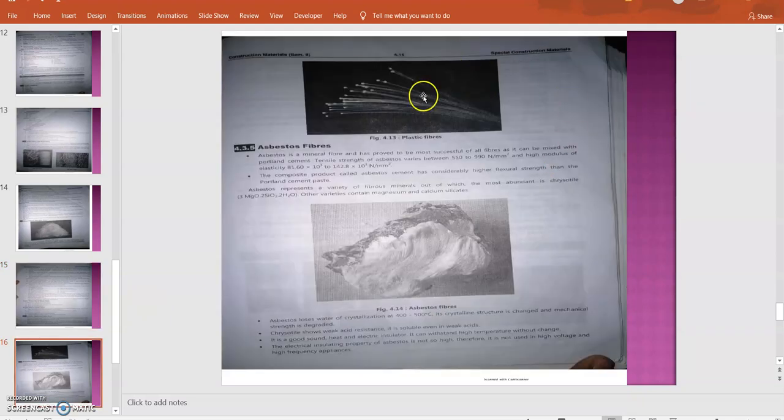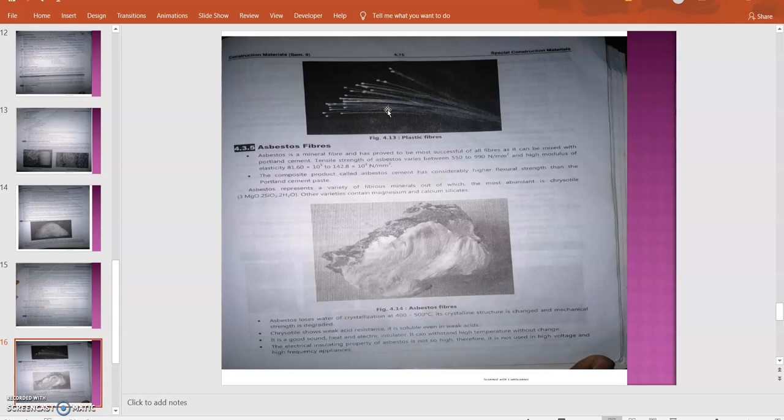So these are the plastic fibers. They have a very good translucent property. Then next is the asbestos fiber. In the image you can see the asbestos fibers. These mineral fibers have proved to be the most successful of all the fibers as they can be mixed with Portland cement.